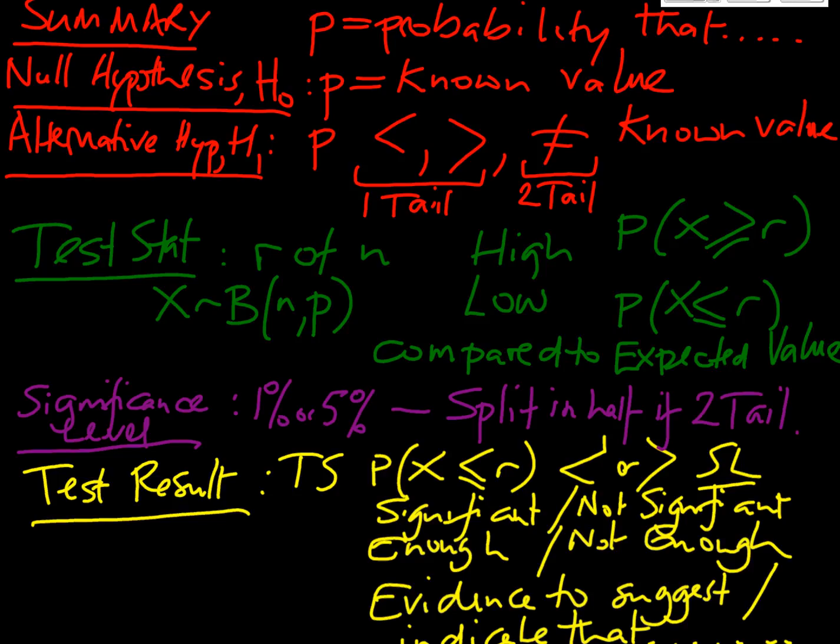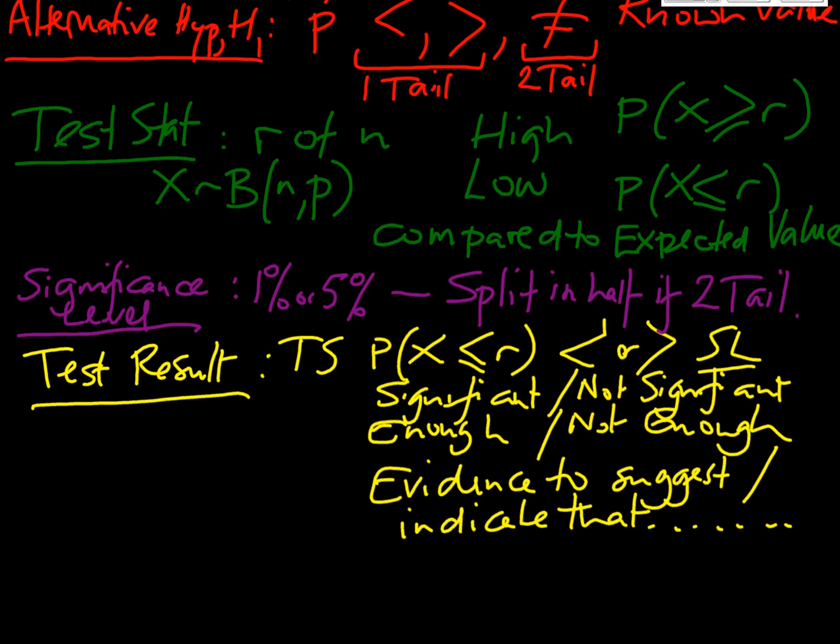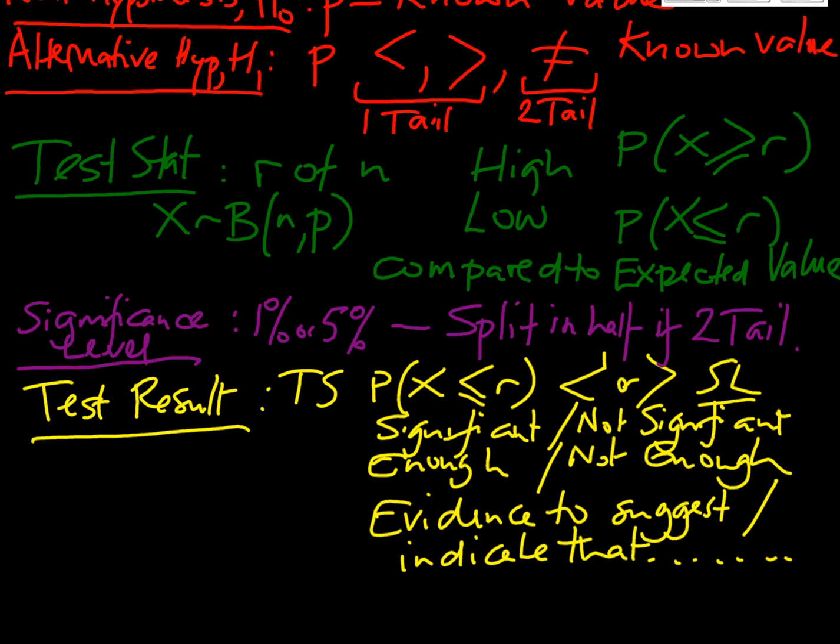They give you the significance level, you just need to remember whether you're splitting it or not, whether you'll split it if it's a two-tail test, and then you have to write out all your comparison of your test result down the bottom here. So I hope that's of use to you.